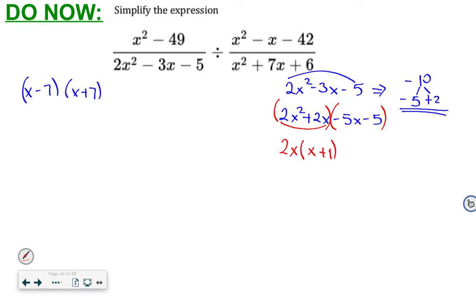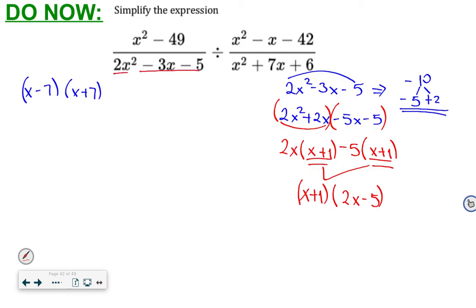What is the greatest common factor in the second parenthesis? It is negative 5. And then you will get x plus 1. x plus 1 is a common factor, and then you will get 2x minus 5. So these are the factors of this expression: x plus 1 times 2x minus 5, divided by x squared minus x minus 42. What is the factor of this? What are the factors of this expression?